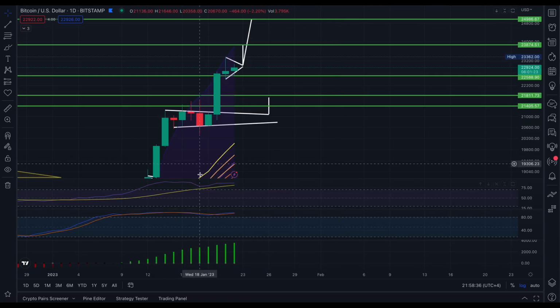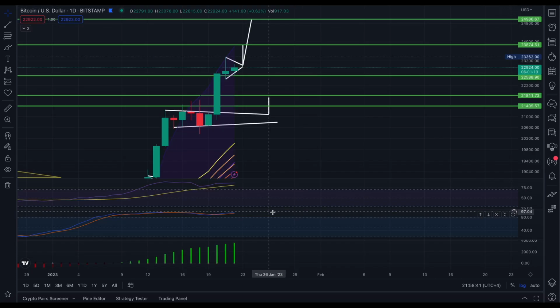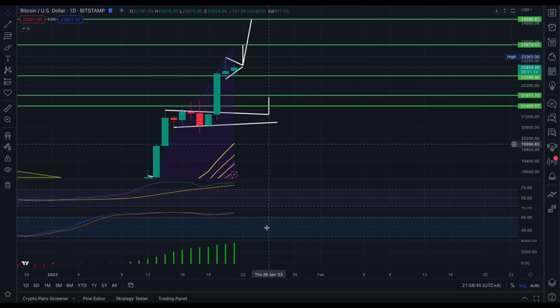On the daily chart, if we look at some of our oscillators, RSI is still super overbought. This is what's worrying me. You know, we are very overextended. However, again, stochastic is still looking bullish right now. So is the squeeze momentum.